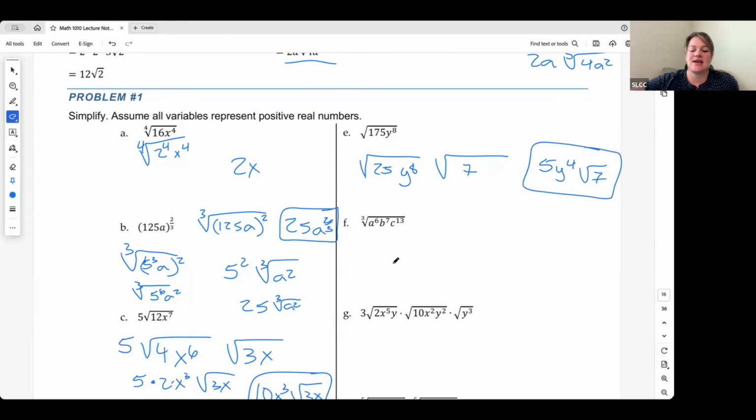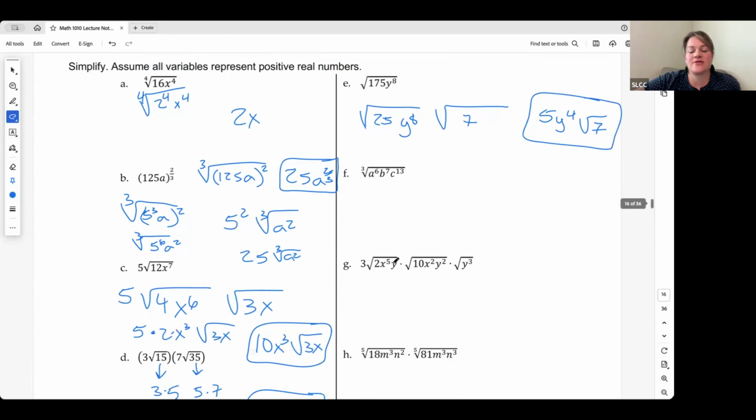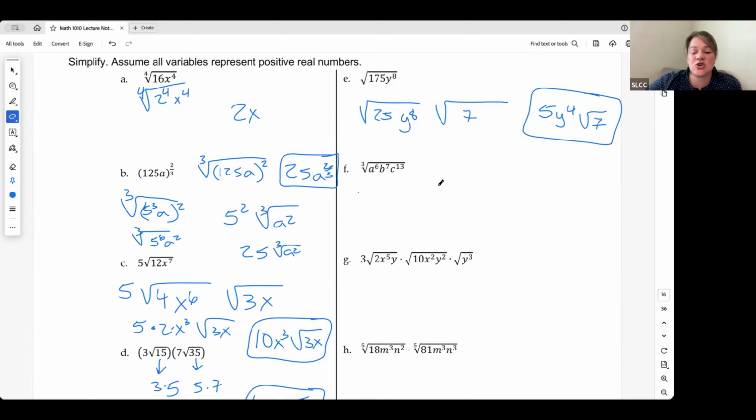Let's try that process again for F and for G. All right, I'm talking about the cube root. I'm trying to make 2 roots, one that can come out times one that has to stay. Remember to use the index of 3, and they're all exponents.